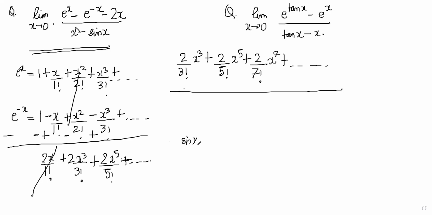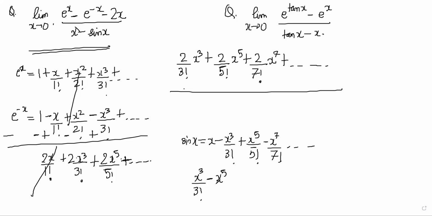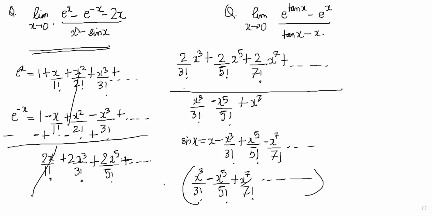The sin x series we know is x minus x cube by 3 factorial plus x5 by 5 factorial minus x7 by 7 factorial and so on. So x minus sin x will be x minus x plus x cube by 3 factorial minus x5 by 5 factorial and so on, right? This type of series. So the denominator is this: x cube by 3 factorial minus x5 by 5 factorial plus x7 by 7 factorial and so on. And I have to take the limit of x tends to 0, right?